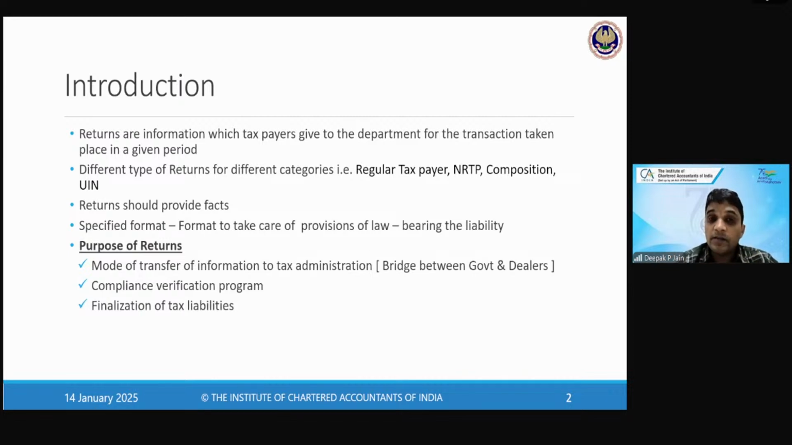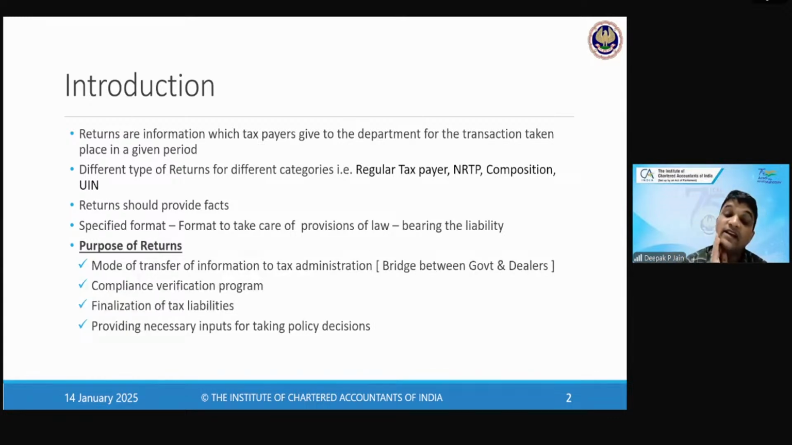Otherwise it will be open-ended, saying that, okay, this month sales are made, but I don't have money, I'll file it next month. Unless and until there is a return, unless and until there is a timeline, unless and until there is a due date, the liability does not get crystallized. So it helps in freezing your tax liability. Then it provides necessary inputs for taking policy decisions, mainly when the government has to decide on policies, right?